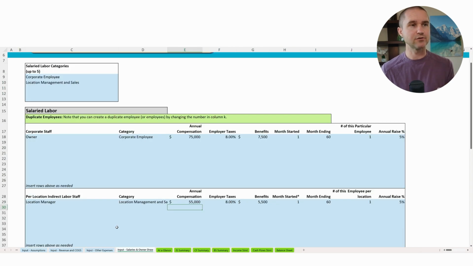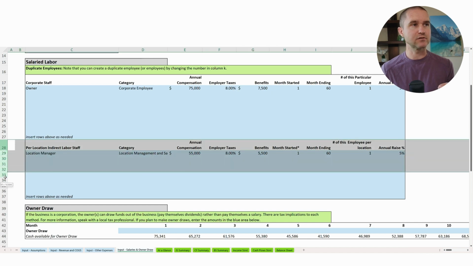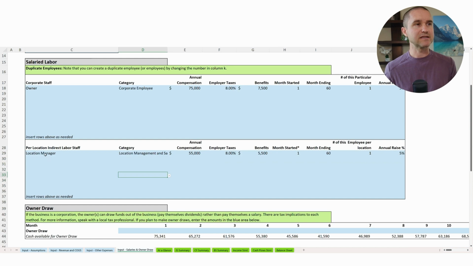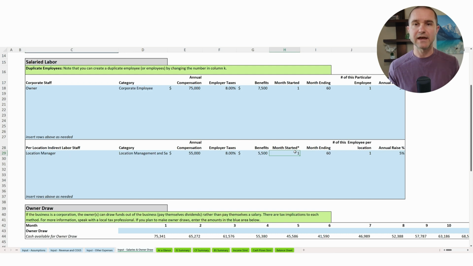Now the salaries and owner draw tab, there's just one extra little section down here for this multi-location idea where we can set a location manager, for example. These would be people that would be hired as salary people for each location. So when you open a new location according to that schedule, it's automatically going to add a location manager starting on month 1 when you open that new location. So that is how this multi-location model will work.